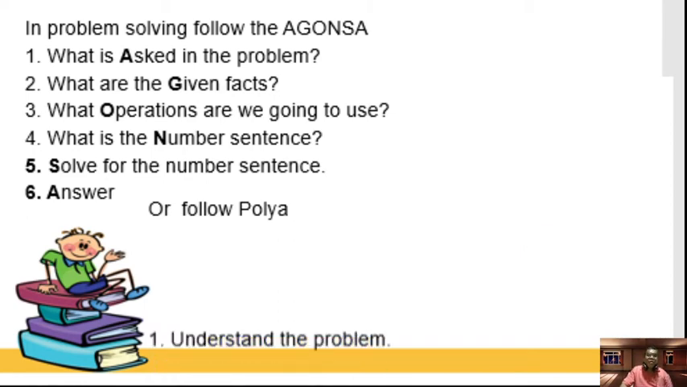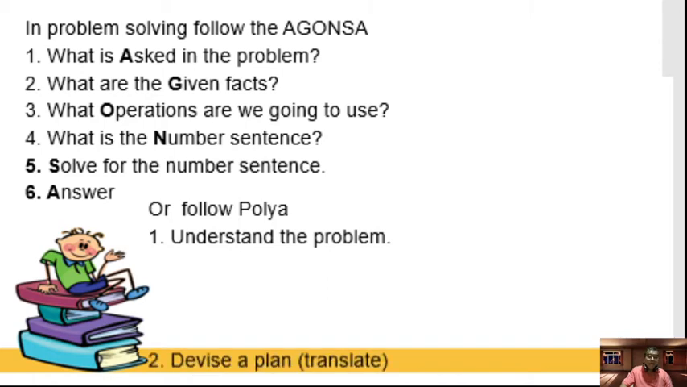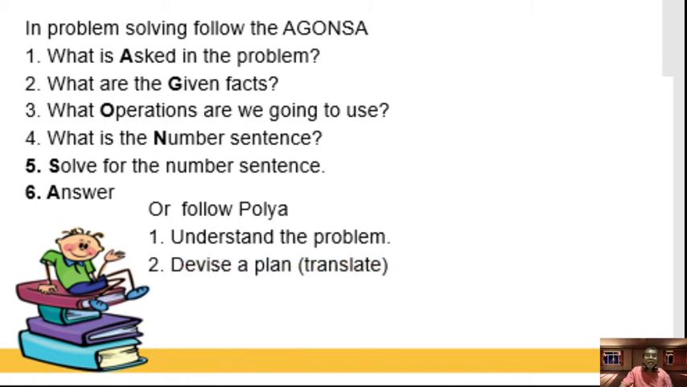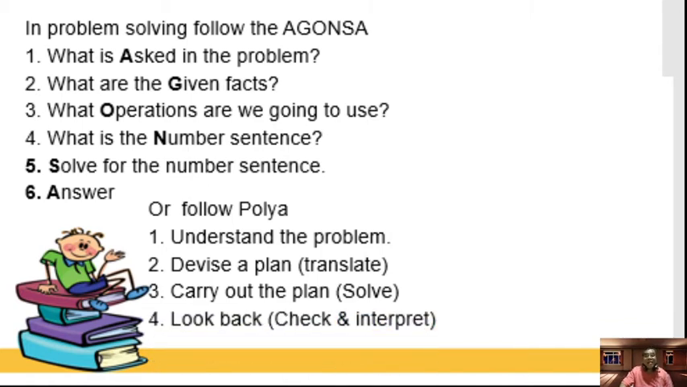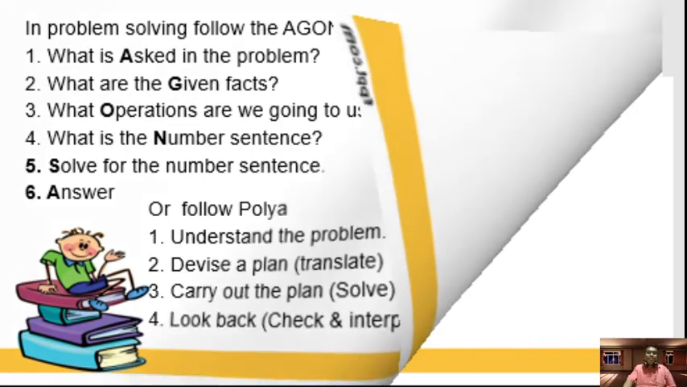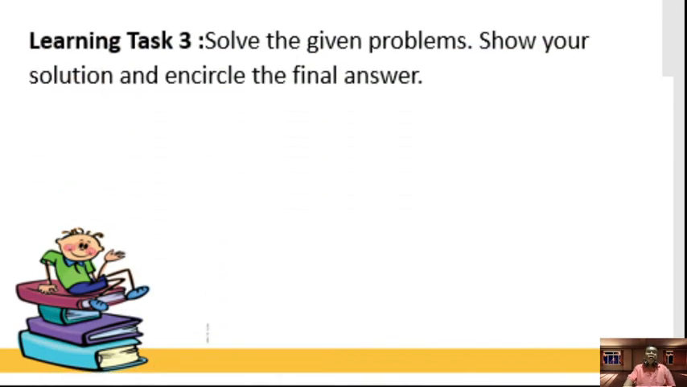Or, you can use the Polya. And when we say Polya, you have to understand the problem, devise a plan, and or translate, carry out the plan or solve, and of course, you have to look back, meaning you have to check and interpret. Okay, so for your learning task 3, solve the given problems, show your solution, and encircle the final answer.